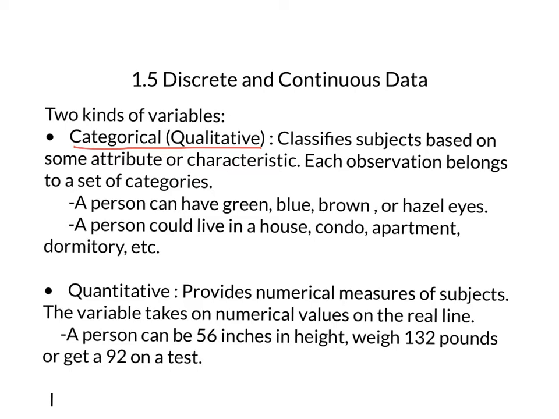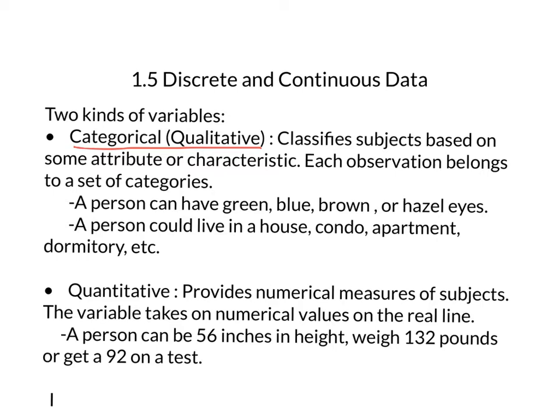For example, a person can have green, blue, brown, or hazel eyes. So this categorical variable might be named color of eyes. Another example, a person might live in a house, condo, apartment, dorm, etc. This categorical variable might be called type of home.